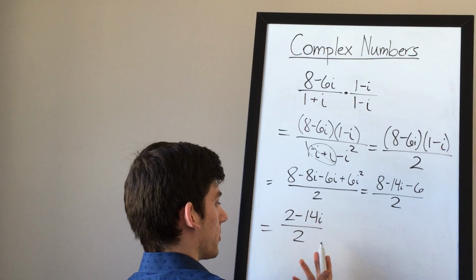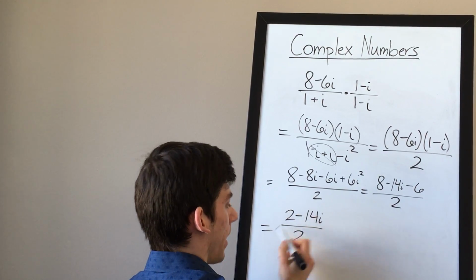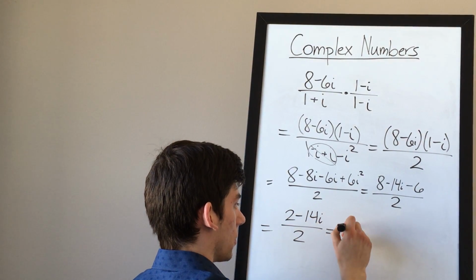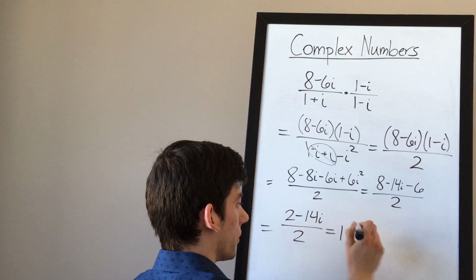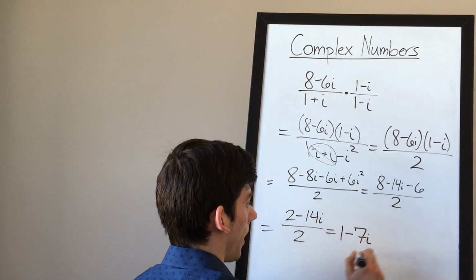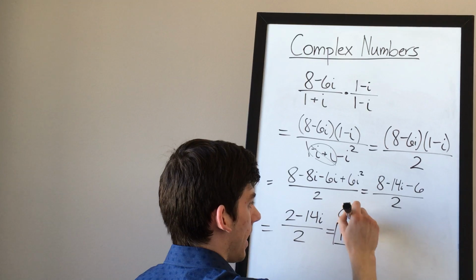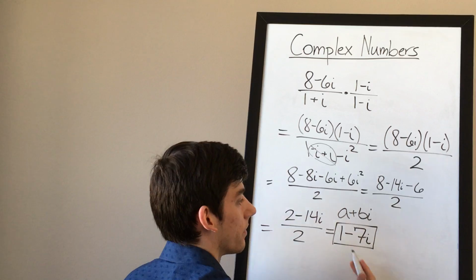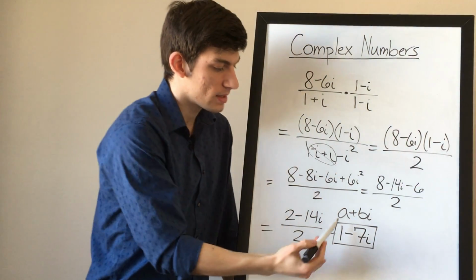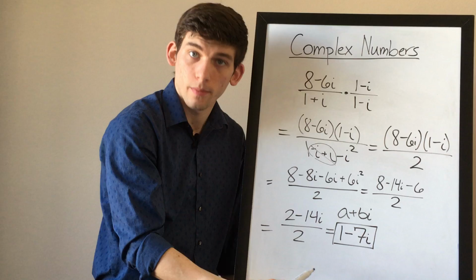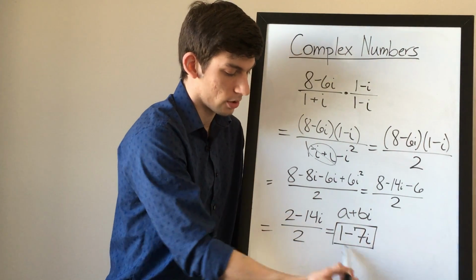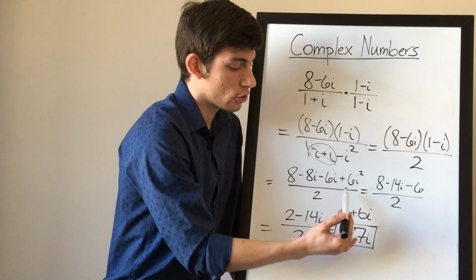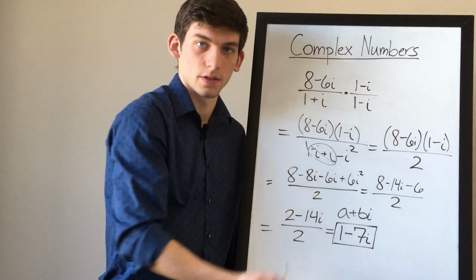And now it's easy to simplify this. Now you can divide the first term by the entire bottom and then the second term by the entire bottom. So this is actually equal to 2 over 2, so 1, minus 14i over 2, minus 7i. And you'll notice this is that a plus bi format where a is 1 and b is negative 7. Pretty much always this is the simplest form of a complex number. It's called a complex number because you have your real numbers and your imaginary numbers, and your goal usually when simplifying is to get it down to this form.